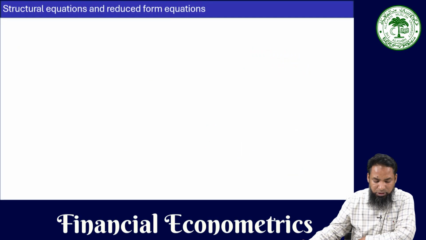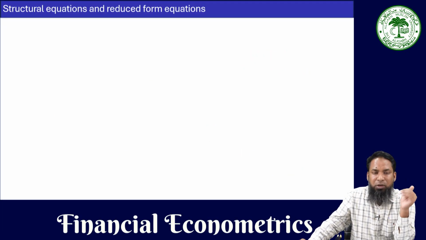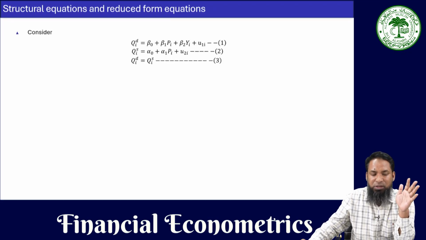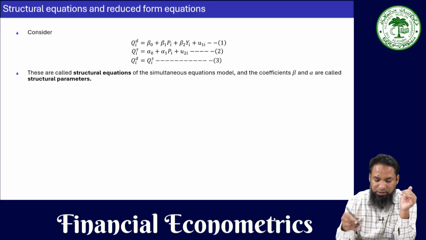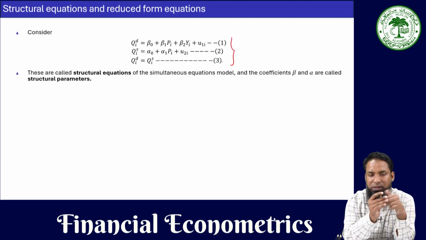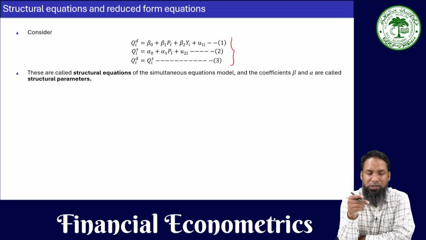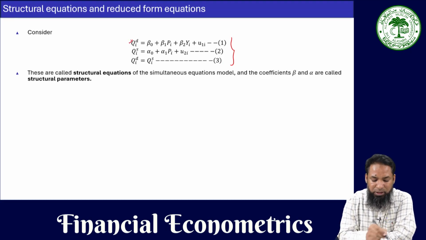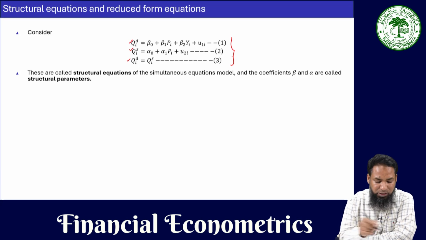Then there is another terminology related to the simultaneous equation model: the structural equations and the reduced form equation. To understand that, let's consider the market conditions. This is a system with three equations. The first equation represents the quantity demanded, another is the quantity supplied, and in the third equation the quantity demanded is in equilibrium with the quantity supplied. This form of three equations is known as the structural equations, and the parameters, alpha 0, alpha 1, beta 0 and beta 1, all four are known as the structural parameters.